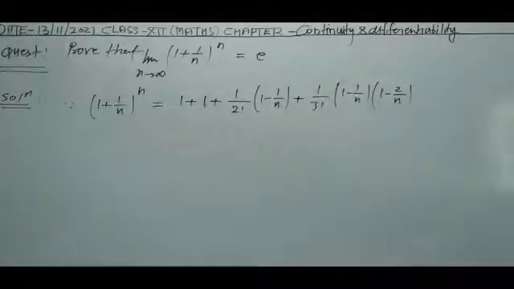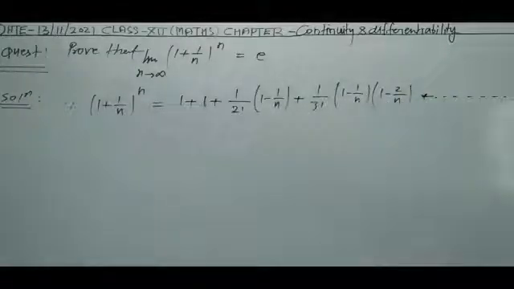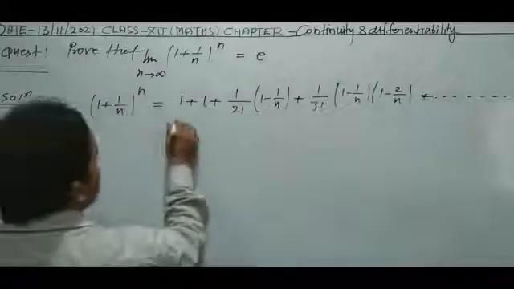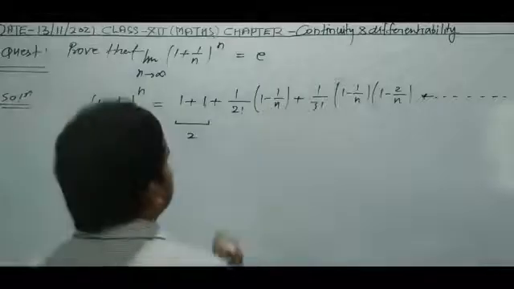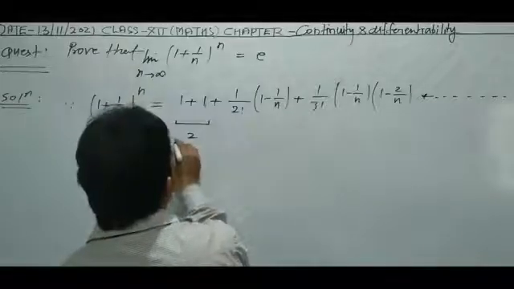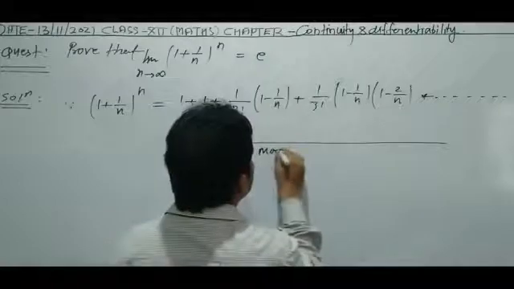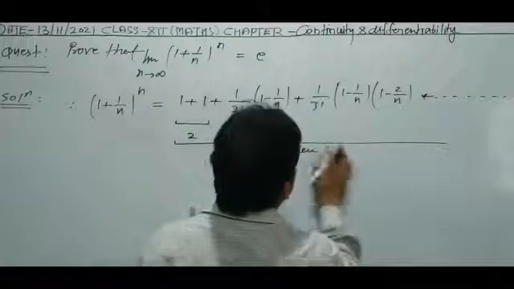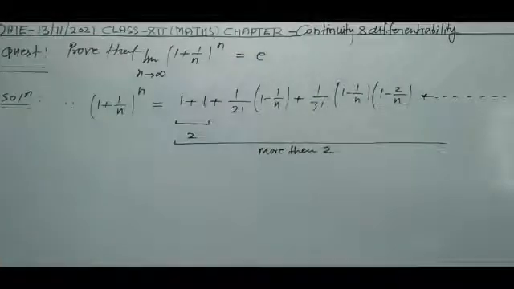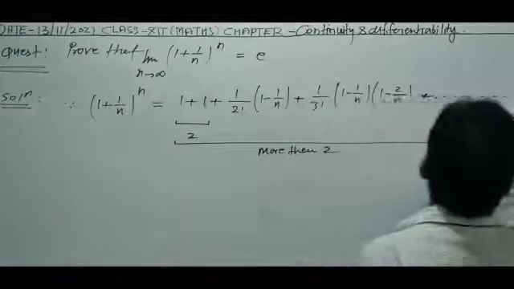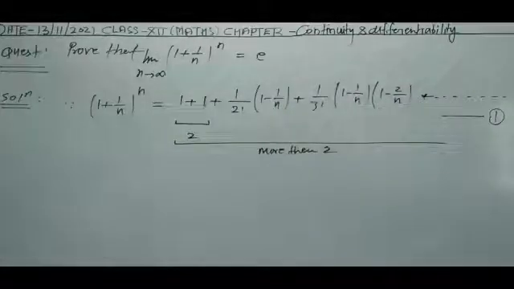And so on we can write. The first two terms give 2, and the rest of the result is more than 2. Consider this as equation 1.